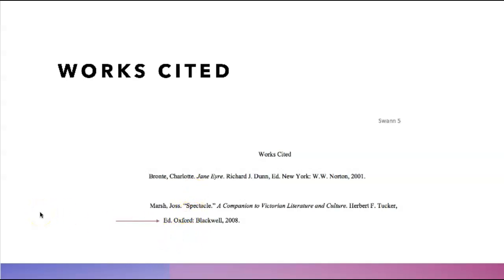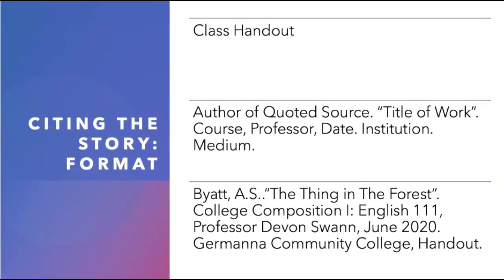For your works cited page, you guys are citing short stories that come from books, but I'm making it a little easier for you in that you're going to cite this story as a class handout, and I'm going to give you the format for citing a class handout. You get the author of the quoted source, so whoever the author of the short story is here. The title of the work in quotation marks because short stories go inside of quotations. They're not italicized. The course, the professor who assigned or provided you the handout, the date on which they were assigned, the institution, and the medium or the type of text that it is.